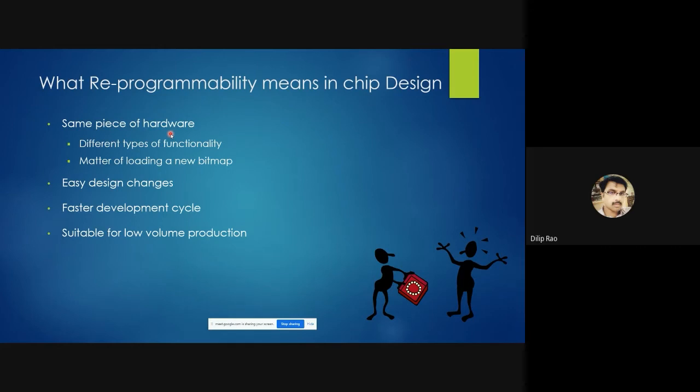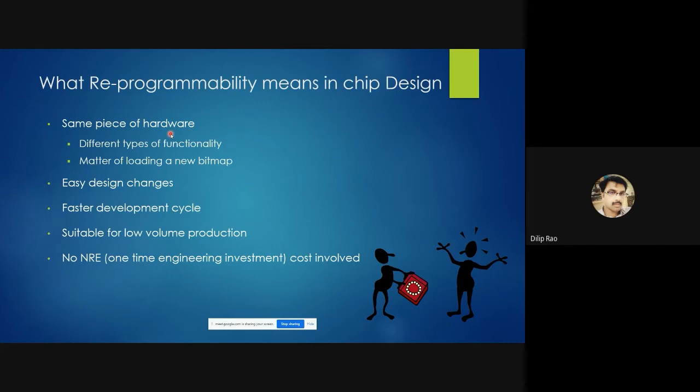So it's not intended for a high volume production. It is not intended to be sold as an end product itself, but it is used as a vehicle to get going for the next cycle of ASIC design. This comes with NRE, which is basically a non-recurring engineering cost.